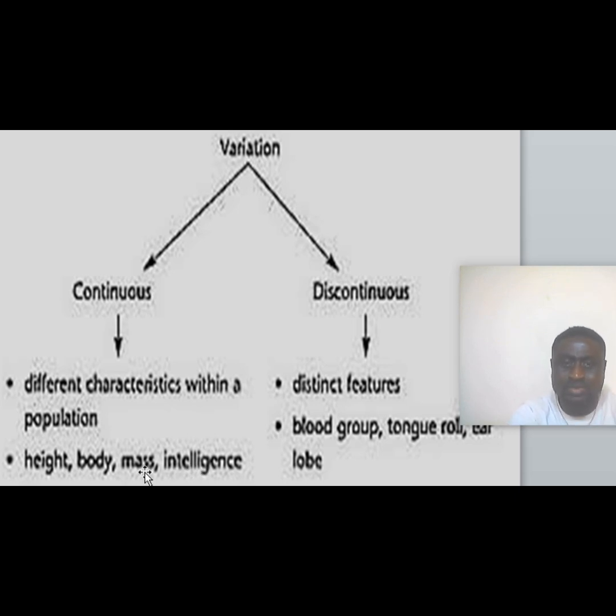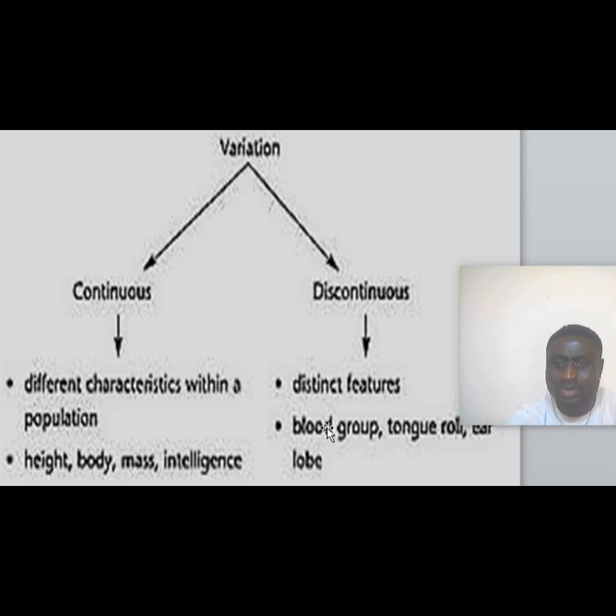So intelligence, mass, body height, and other features of this sort are what we call continuous variation, because you can find them in the progression in a particular family. There's no distinct or there's no uniqueness in terms of continuous variation. But leading to the other type of variation called discontinuous variation, it is a kind of variation that exists among species that makes a particular species or organism unique in its feature.